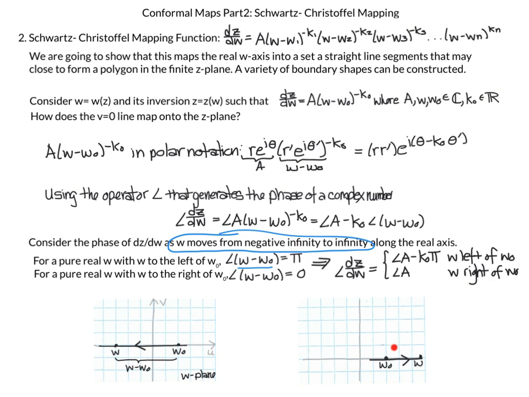Over here, if we're going, again, from negative infinity to infinity, this W minus W naught is in the same direction, so there's no phase change. We're just continuing in the same direction, which means when we look at this portion of our formula over here, the phase of dz dw is equal to the phase of A minus k times pi when W is to the left of W naught, and is equal to just the phase of A because this portion becomes 0 when W is to the right of W naught.